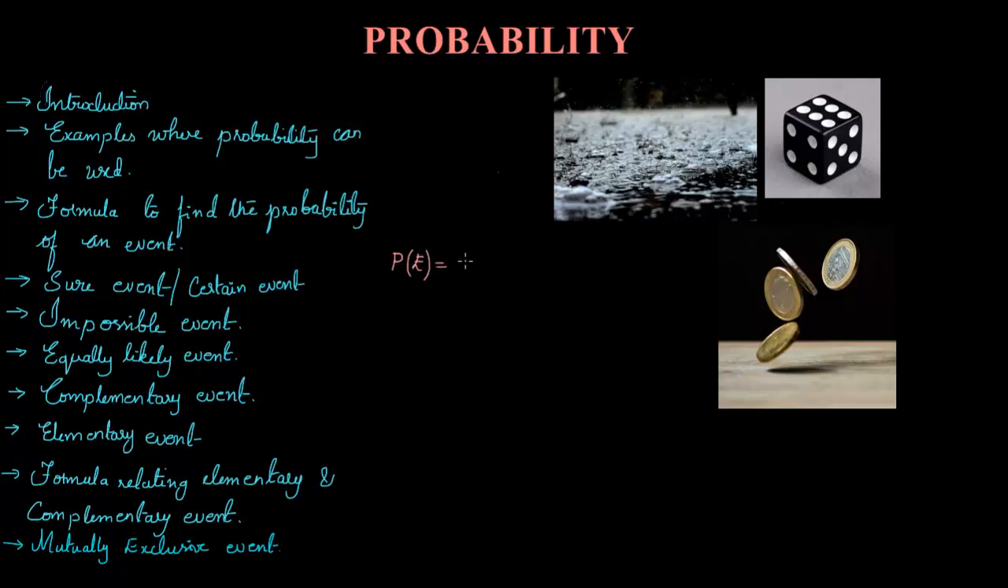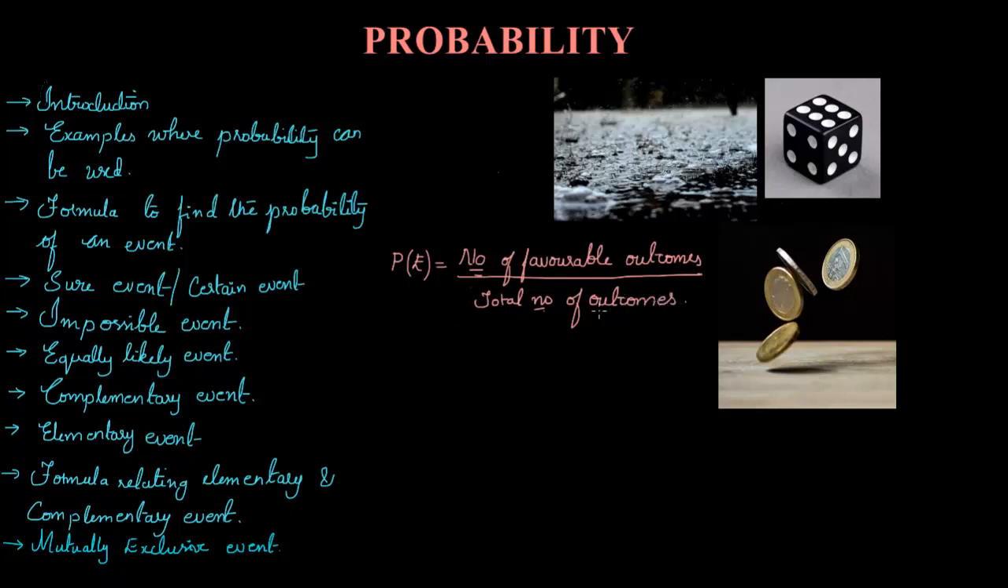And what is the formula? Number of favorable outcomes divided by total number of outcomes. Okay, so this is the formula to find the probability of any event.